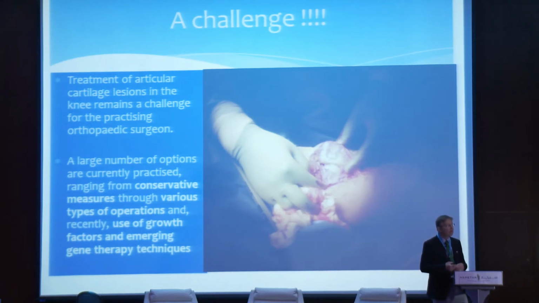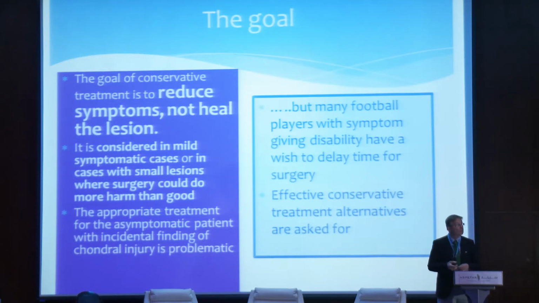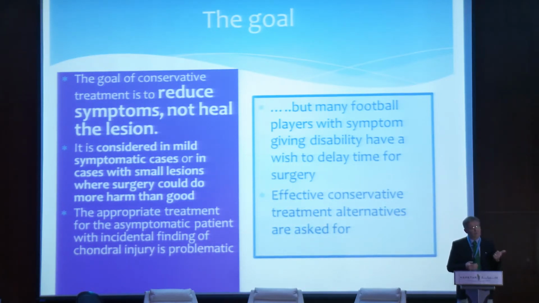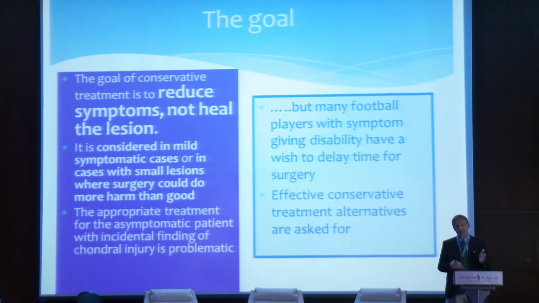Treatment of articular cartilage in the knee is still a challenge, whatever type of treatment we are going to use. We have a large number of techniques available, from conservative measures through various types of operations, and finally growth factors and genetic techniques that are for the future. But the goal of conservative treatment is to reduce symptoms. We could count on a healing of the lesion, but many football players with symptoms giving a disability wish to delay the time of surgery. Even if I suggest a surgery, most often they want to delay it until after the season or even after the career. So effective conservative treatment alternatives are asked for.